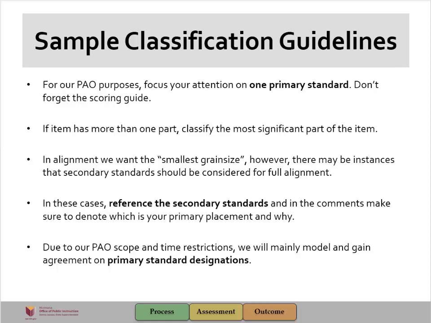Due to our POW scope and time restrictions, we will mainly model and gain agreement on primary standard designations. That being said, conversations about why there are multiple parts of an item or why one item may address several Common Core standards should take place. For instance, these conversations can take place while clarifying points of disagreement between you and your peers in your consensus rounds. It is important to know what these differences are and why they are prevalent.